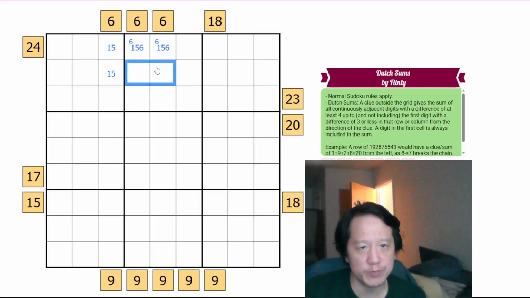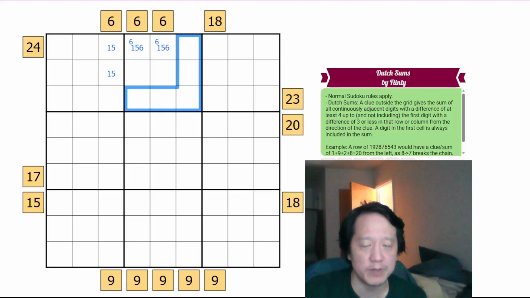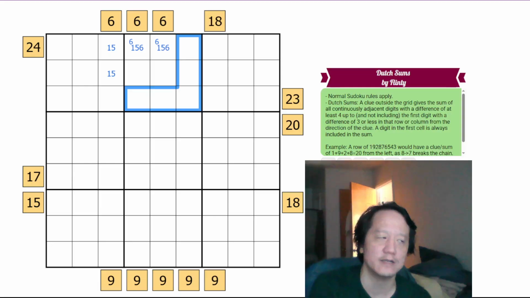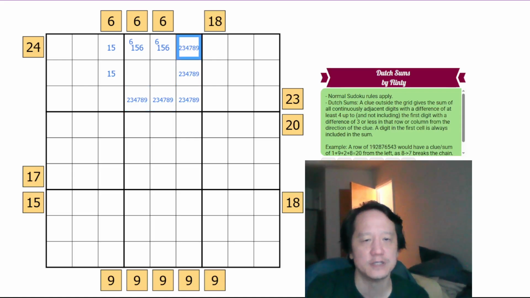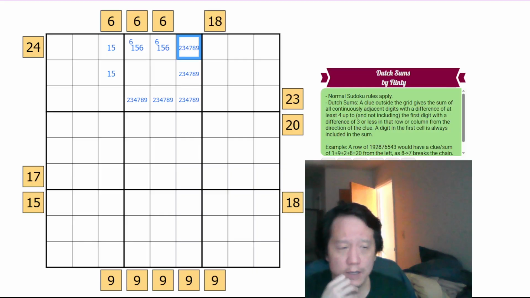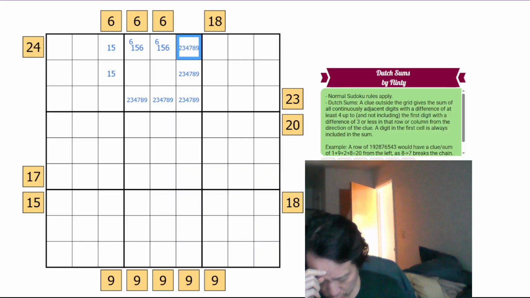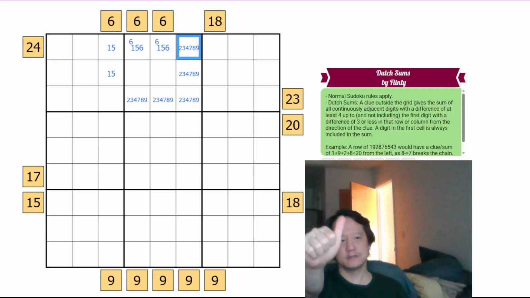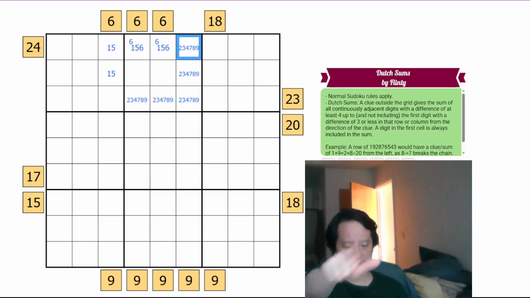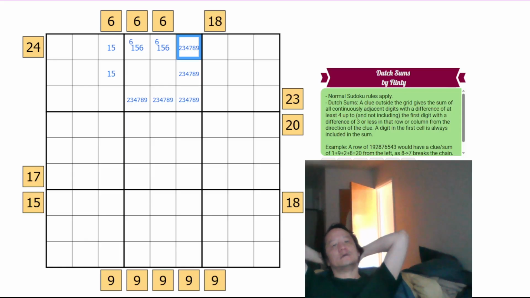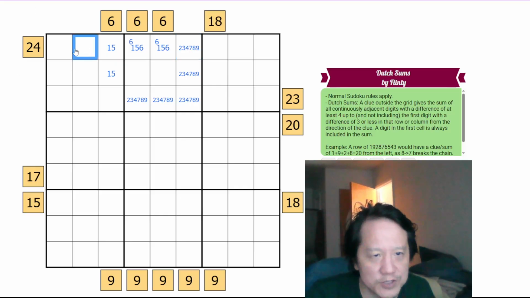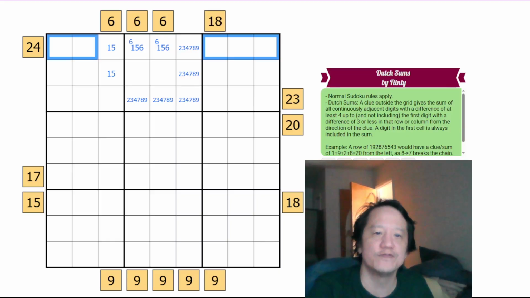So the other 1-5 would be one of these digits, which means in this box, the rest of the box cannot contain 1, 5 or 6. So we have 2, 3, 4, 7, 8, and 9 as possibilities in that box. For 9, you could have 9 by itself, 1 and 8 as a difference, 2 and 7 as a difference, 3 and 6 as a difference. Okay, so we know in the rest of row 1, we have to have 2, 3, 4, 7, 8, 9.